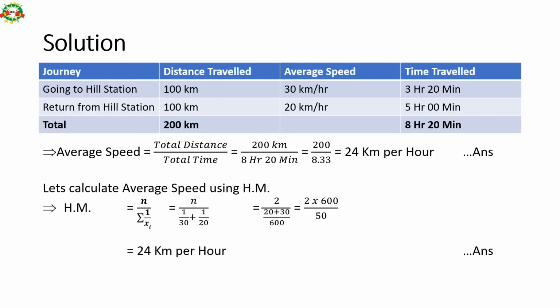We can also use the formula of harmonic mean to calculate the same thing in an easier way, which is equal to n divided by the summation of 1 by xi. Here, n is 2. There are two journeys, and while going, the speed was 30. So 1 by 30 plus 1 by 20. If you do this calculation, you will get the same answer.